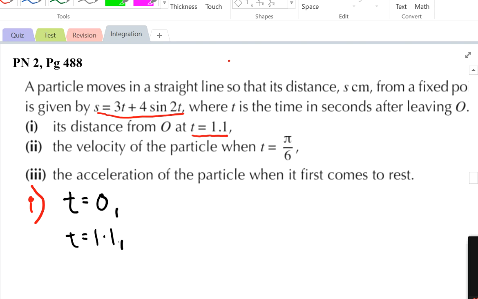But there's one more thing you need to take note of. I told you before, when you deal with trigo terms and you substitute the value inside, is the mode of the calculator in radian or degree? Radian, thank you very much. The calculator must be in radian. So when you substitute t is equal to 0 inside, your displacement is equal to 0. What does this mean? That means it's still at the start point. Now substitute t is equal to 1.1 inside.